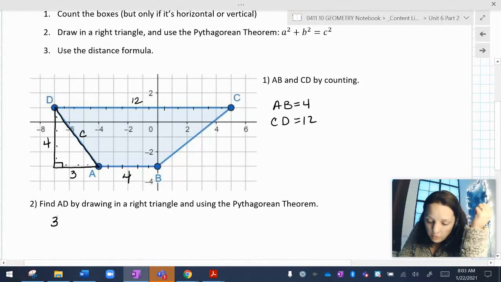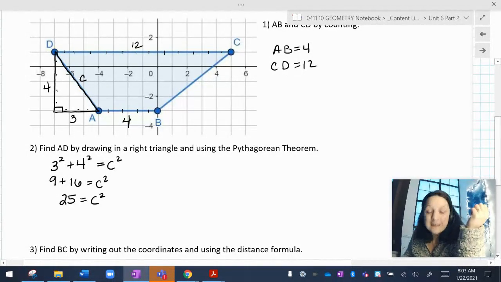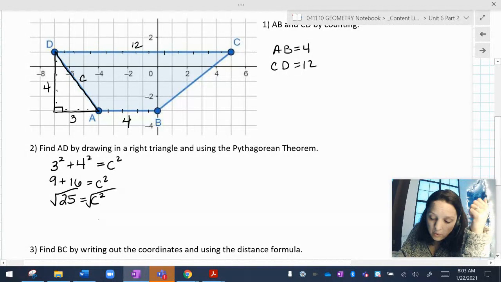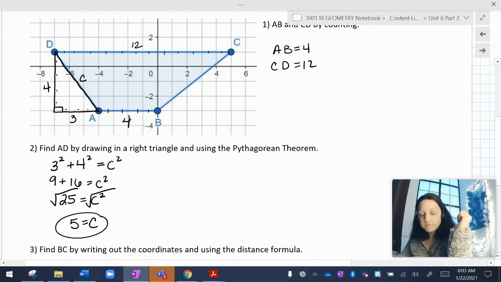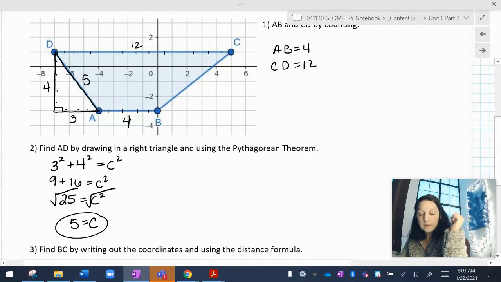So I can say 3 squared plus 4 squared equals C squared, which means that 9 plus 16 is C squared. 9 plus 16 adds to 25, but that's C squared. So to solve for C, I have to square root it. So I get C equals 5. Cool. That's 5 units long.